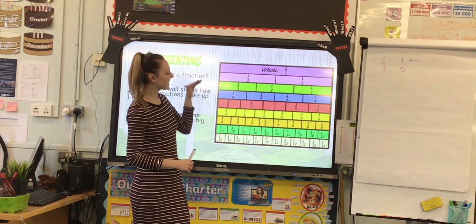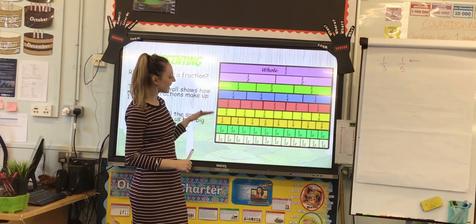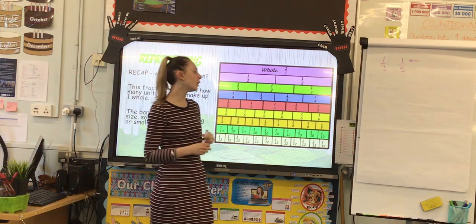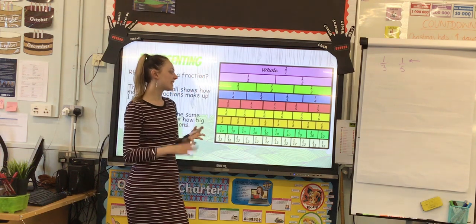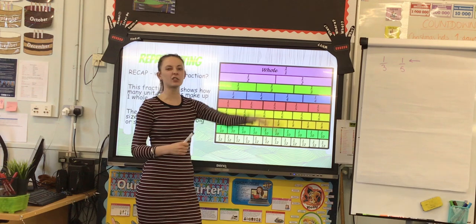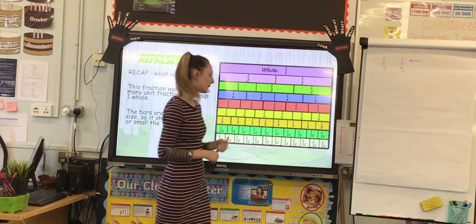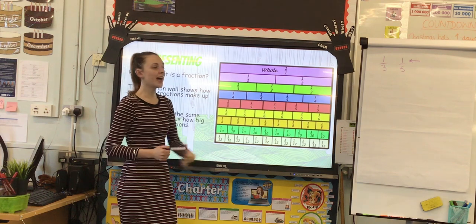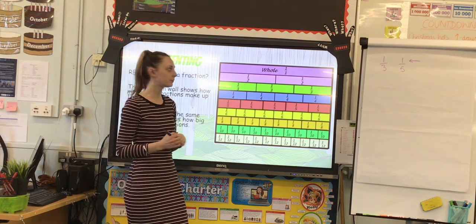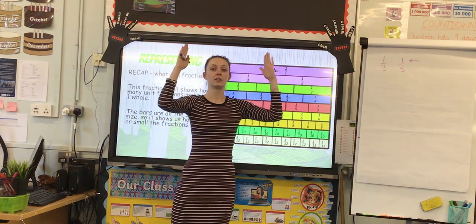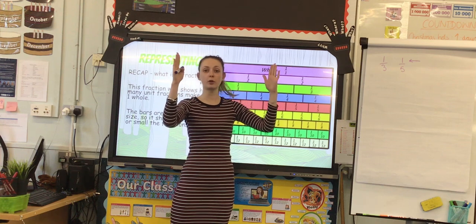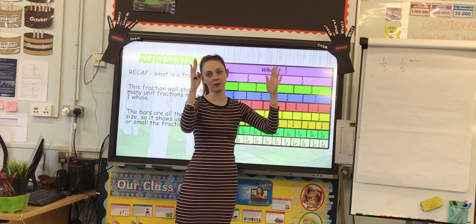And we've got 5ths and 6ths and 8ths and 10ths and 12ths. Now, you would also have things like 7ths and 9ths, but just in Year 3, we've left those off for now just to make the fraction wall a little bit easier to understand. You will see as well, at the top of the fraction wall, you have one whole part. It's not been broken up into anything, it's the biggest part of the fraction wall.